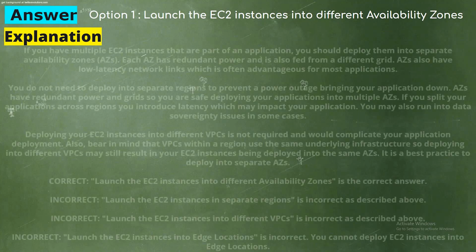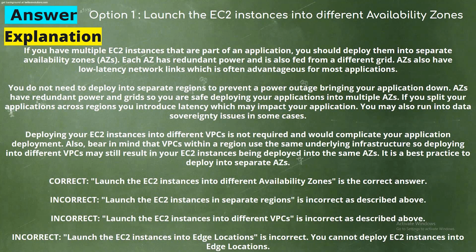Explanation. If you have multiple EC2 instances that are part of an application, you should deploy them into separate availability zones, AZs. Each AZ has redundant power and is also fed from a different grid. AZs also have low latency network links, which is often advantageous for most applications. You do not need to deploy into separate regions to prevent a power outage bringing your application down. AZs have redundant power and grids, so you are safe deploying your applications into multiple AZs. If you split your applications across regions, you introduce latency which may impact your application. You may also run into data sovereignty issues in some cases.